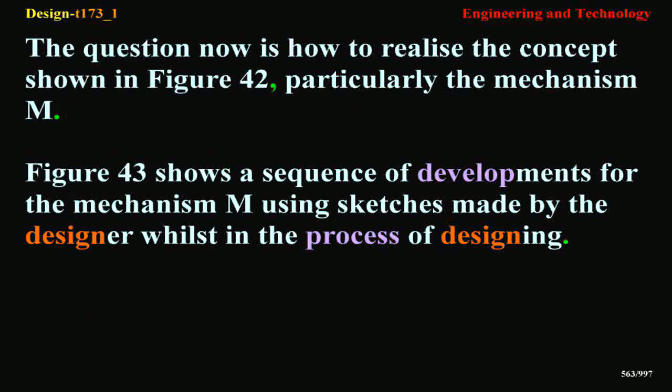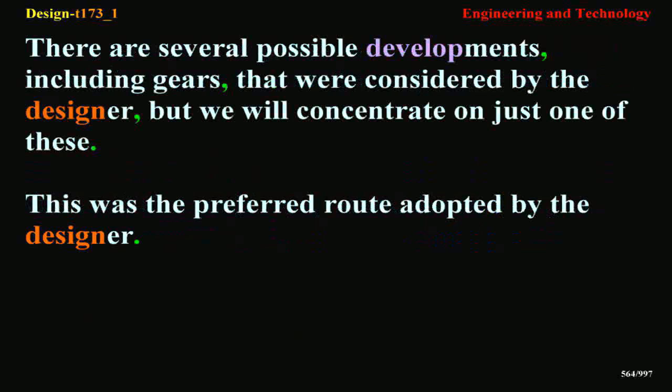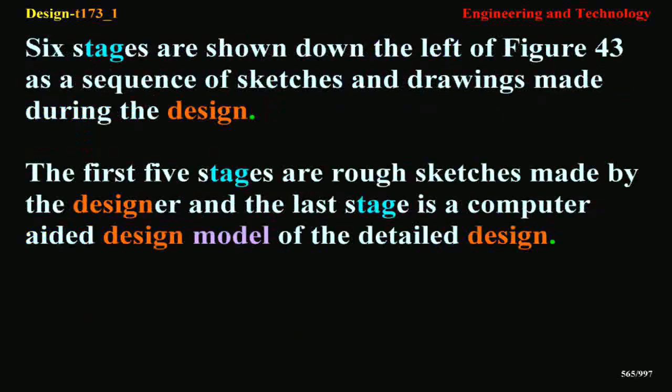Figure 43 shows a sequence of developments for the mechanism M using sketches made by the designer whilst in the process of designing. There are several possible developments, including gears, that were considered by the designer, but we will concentrate on just one of these. This was the preferred route adopted by the designer. 6 stages are shown down the left of Figure 43 as a sequence of sketches and drawings made during the design. The first 5 stages are rough sketches made by the designer, and the last stage is a computer-aided design model of the detailed design.